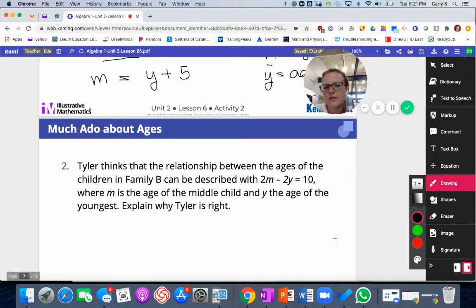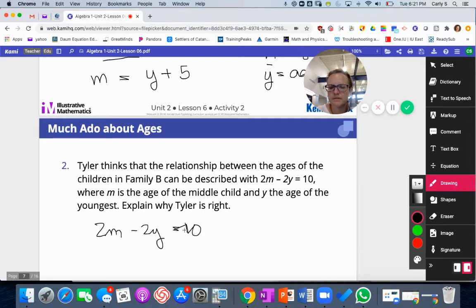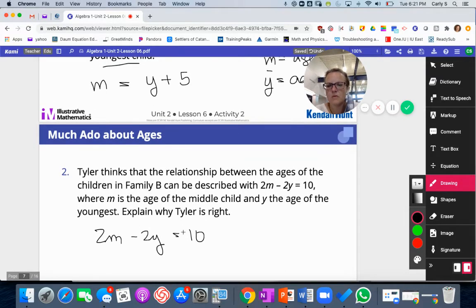Number 2, Tyler thinks that the relationship between the ages of the children in family B can be described with 2m minus 2y equals 10, where m is the age of the middle child and y is the age of the youngest. Okay? We did m equals y plus 5, where m is the age of the middle child and y is the age of the youngest.